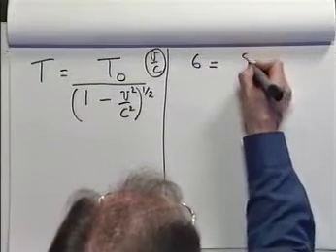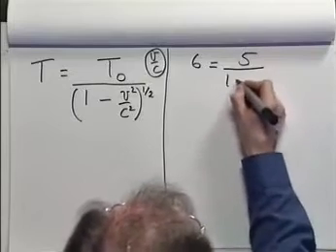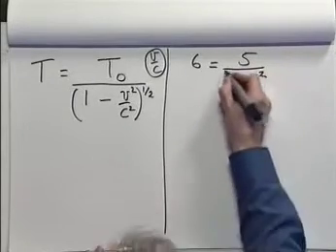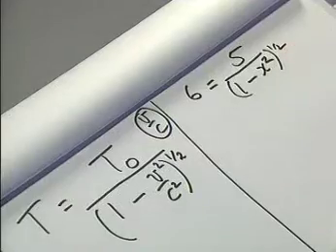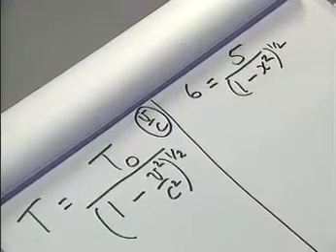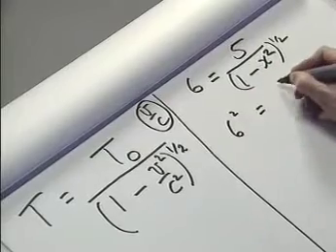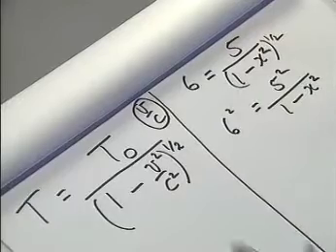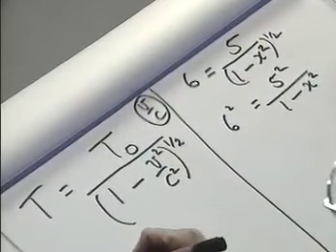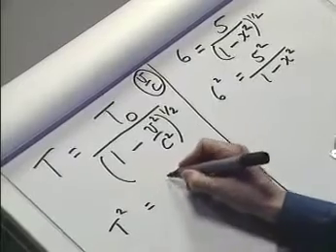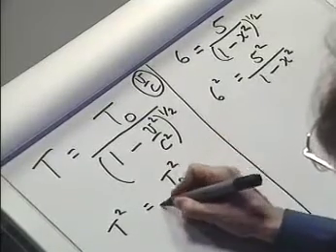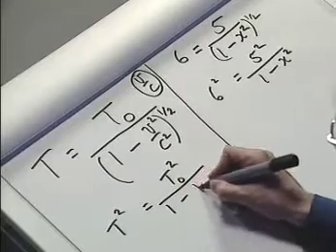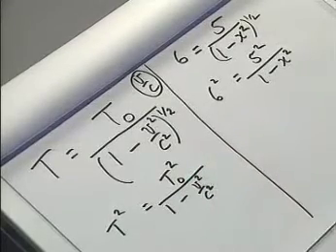So let's have 6 equals 5 over 1 minus x squared to the half. Now, solving this, what would we do? Well, we've got a square root. Let's square both sides in order to get rid of that square root. So that would be 6 squared equals 5 squared all over 1 minus x squared. So let's do that here. Square both sides. T squared equals T naught squared all over 1 minus v squared over c squared.